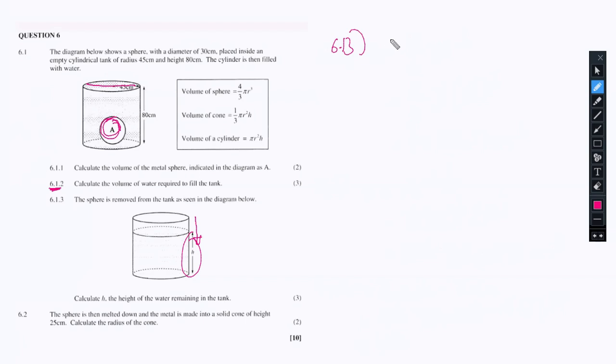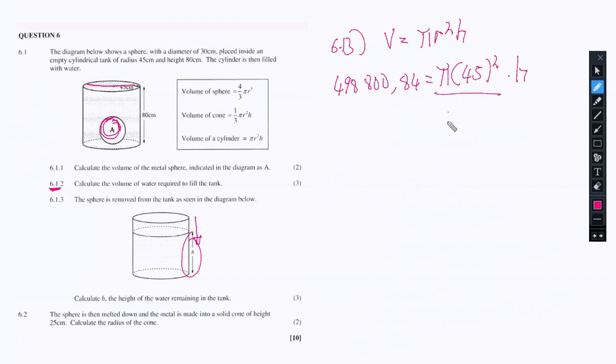So that means the tank is a cylinder, right? So V is equals to pi r square h. And then the volume, we are still using the same one that we got, which is 498,800.84 is equals to pi. Our radius is still the 45, and then square, and then h. Then we can divide both sides by pi 45 square, and then even here pi 45 square.